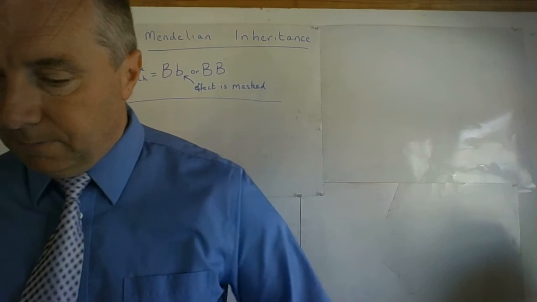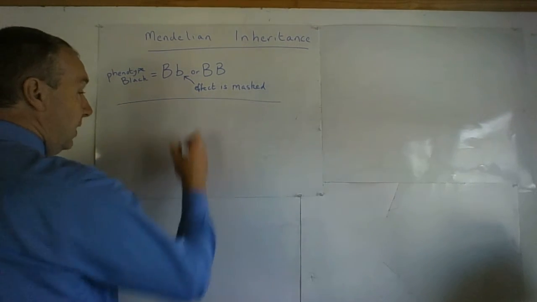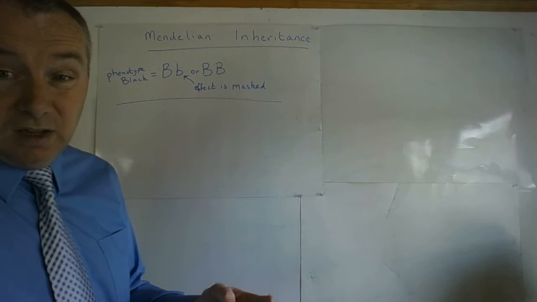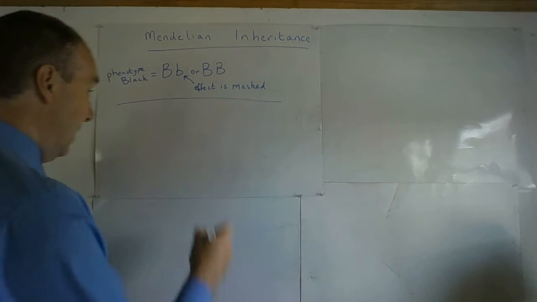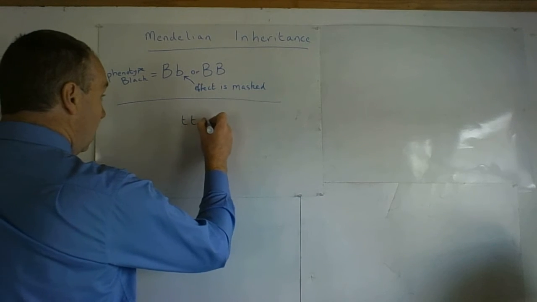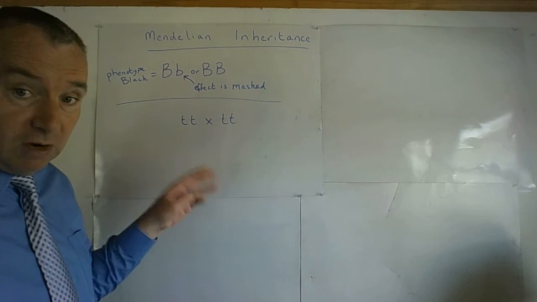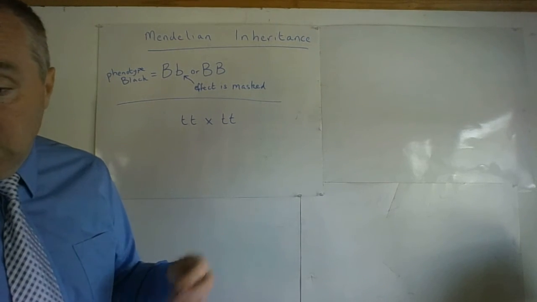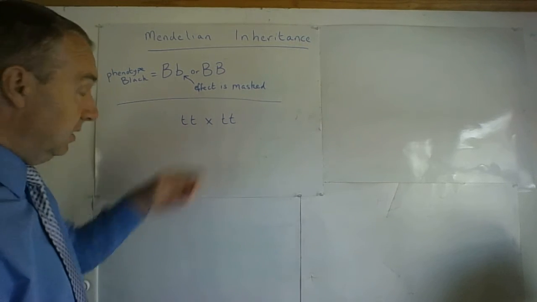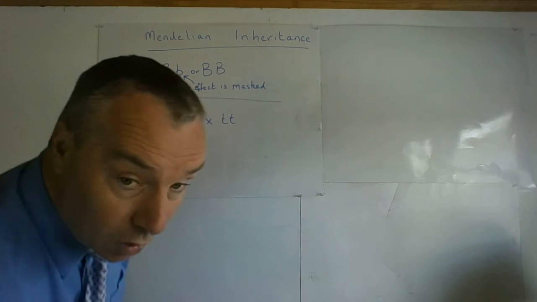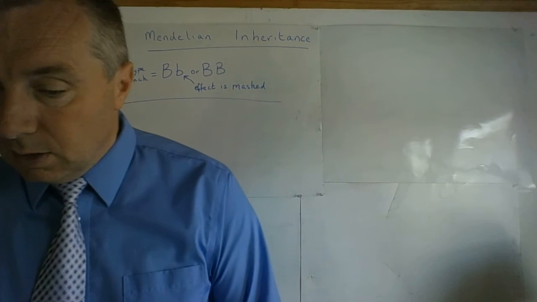So let's say we have a situation where short is the recessive condition, and two short plants are mated together. All the offspring, as you can tell right away, are going to be the exact same genotype as their parents, so they will be short in phenotype.